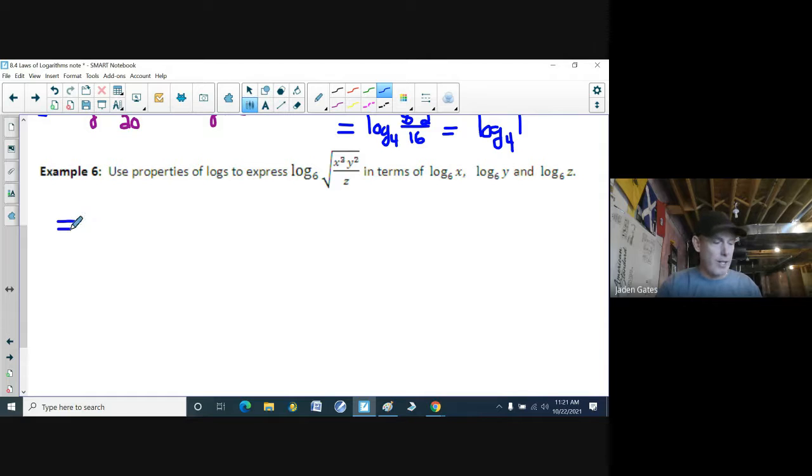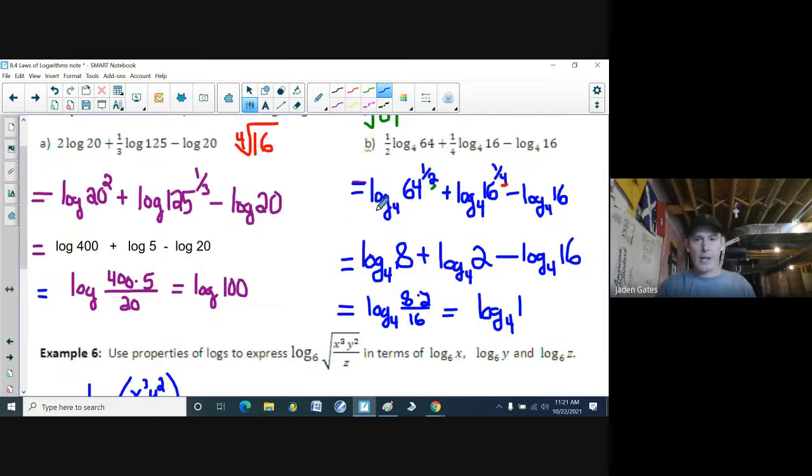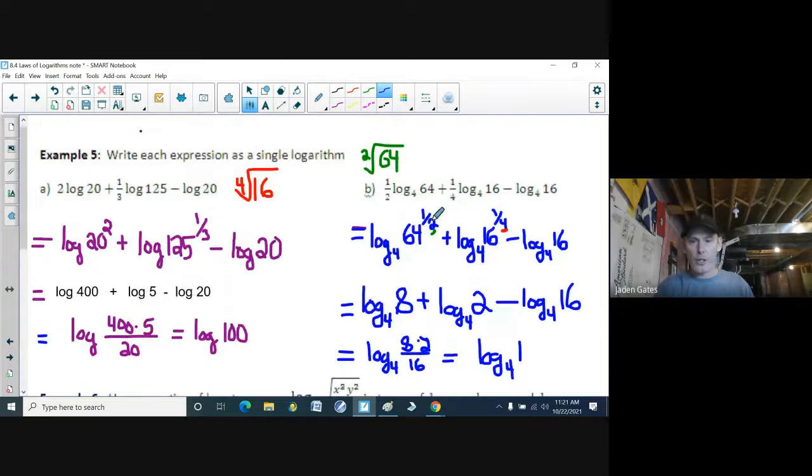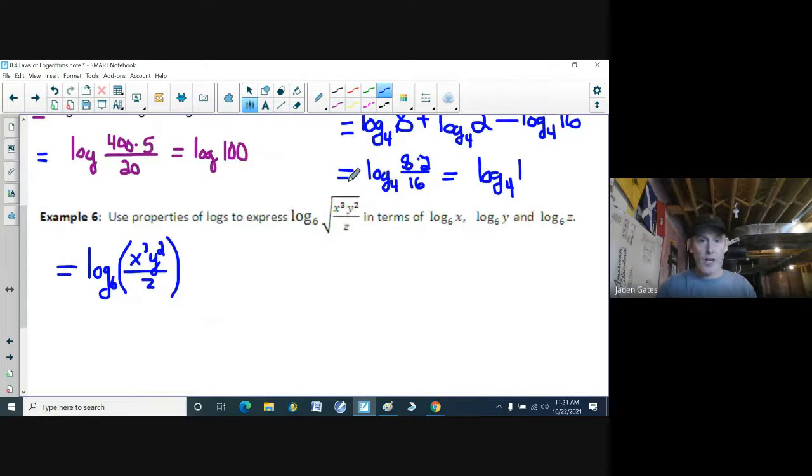Now, I can rewrite this as the log base 6, with x cubed, y squared, and a z on the bottom. Now the square root, as I mentioned up here with this 64 to the 1/2, to the power of 1/2 means take the square root. So instead of writing the square root sign, I'm going to put an exponent there of 1/2.